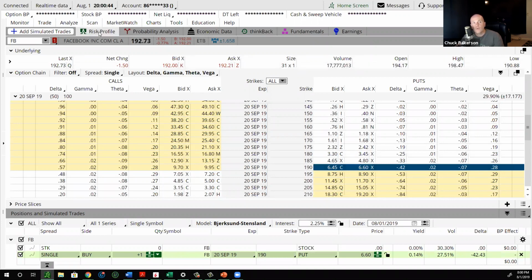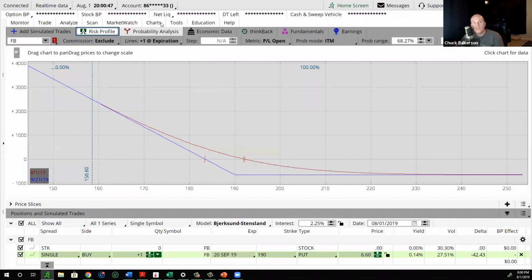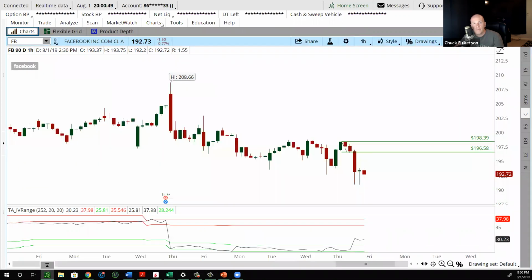Now, when I go to this thing here called the risk profile, where was my stop loss on the stock? Anybody remember my stop loss number? What was my stop loss number?